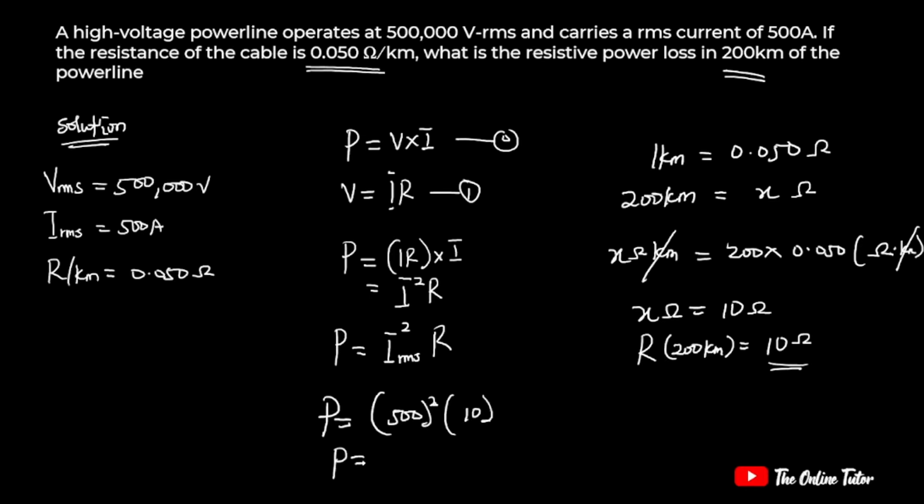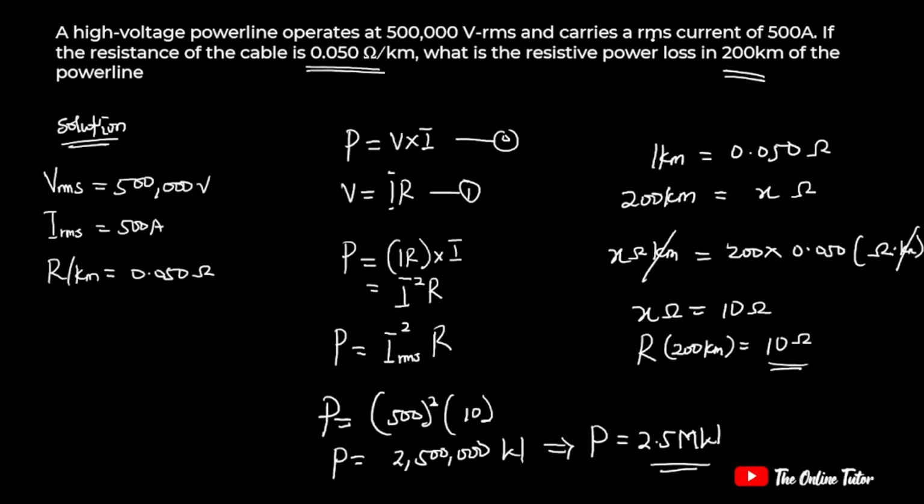Now if we do the multiplication really well, 500 squared multiplied by 10 will give us 2,500,000 watts of power. We can convert this into a more friendly way of writing. If we want to convert it into megawatts, 2,500,000 watts will give us 2.5 megawatts. So this becomes 2.5 megawatts as our overall resistive power loss in this 200 kilometer power line.